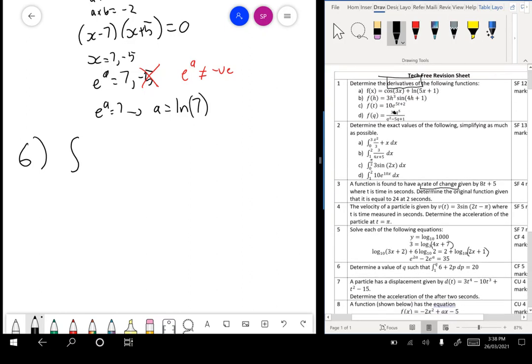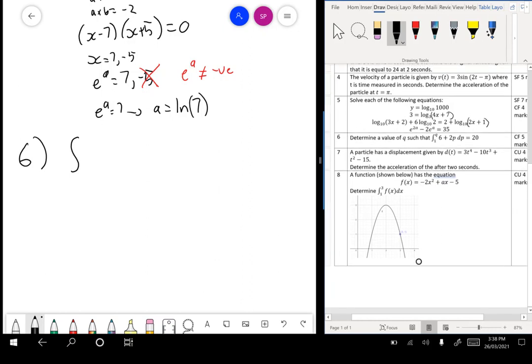Maybe that was a different sheet. Maybe that was a homework sheet. I think that was a homework sheet. Yeah, I've done it correctly here.